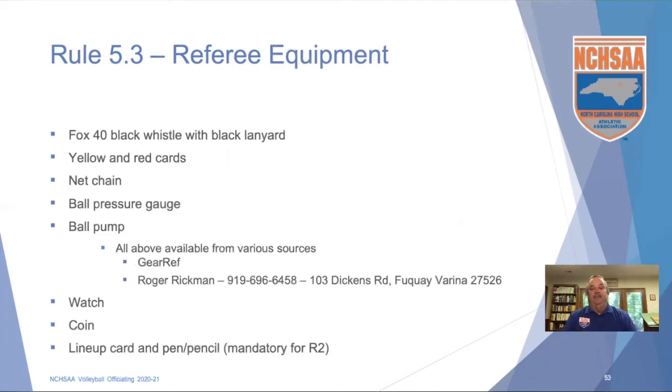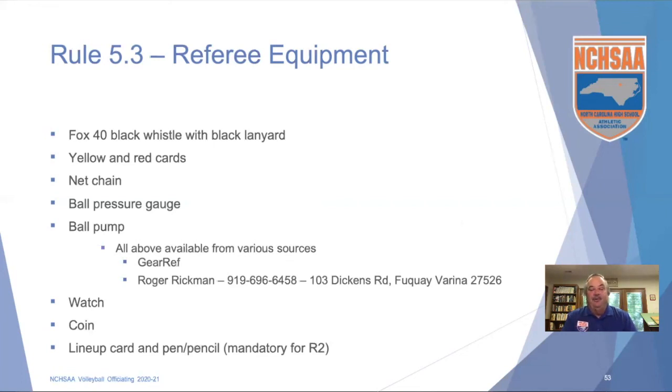And then the equipment that you need in addition to your uniform is you need a Fox 40 black whistle with a black lanyard. Okay. For this year, I believe the High School Association is going to allow us to use the Fox 40 electronic whistle. I've looked for some of those, and there seems to be a run on them. I can't imagine why. You need a red and a yellow card, and this is for both referees. It's not just one referee.